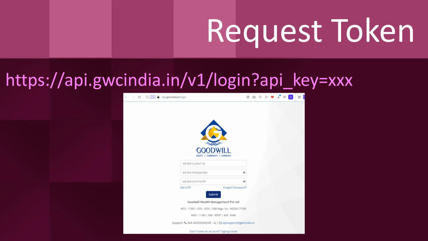In this URL, replace XXX with your API key. Save this URL to your bookmarks or speed dial for easy access. Each morning, visit the saved URL with your API key and log in using your credentials. After logging in, you will be redirected to the specified URL. The request token will be available in the address bar and is valid for only 10 minutes.